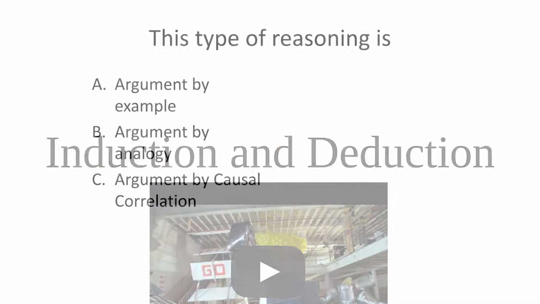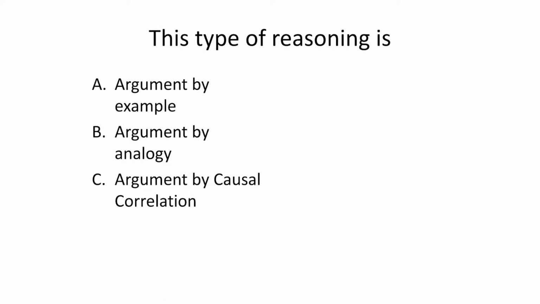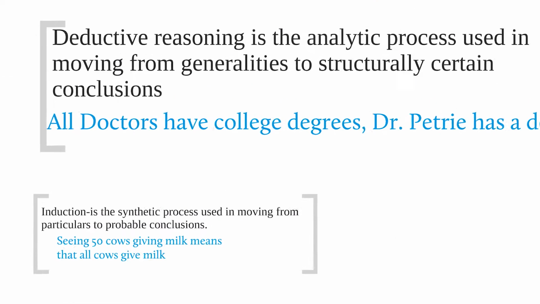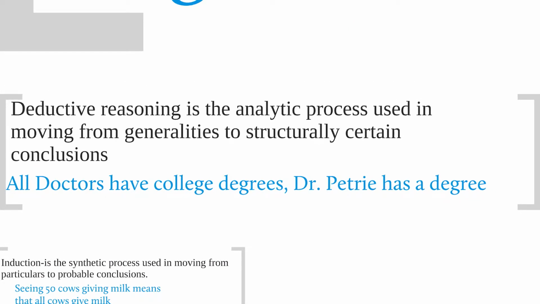Greetings, scholars. We're talking about the form of reasoning and especially trying to figure out the different types of warrants. Last time we talked about induction and the three types of induction. Remember we said induction was a synthetic process where things are put together in order to move to general probable conclusions. Deduction is very different. Deductive reasoning, let's call it the analytic process used in moving from generalities to structurally certain conclusions.